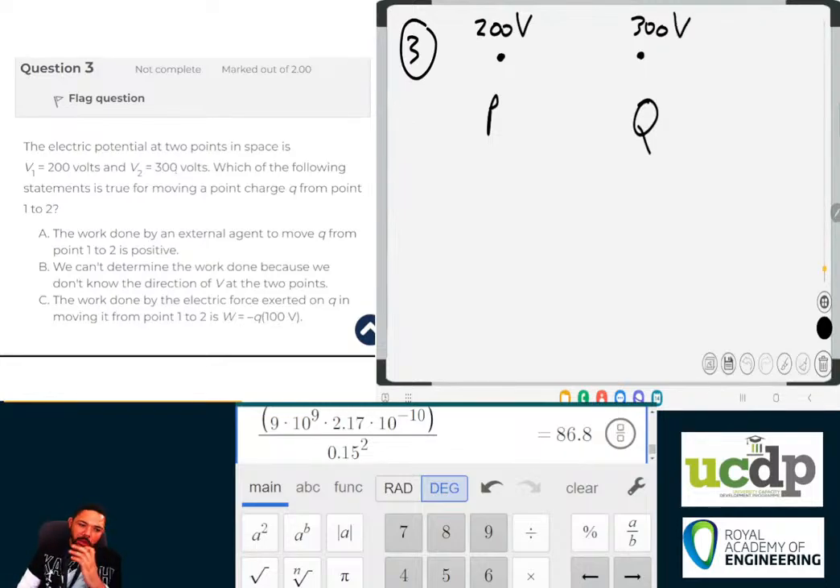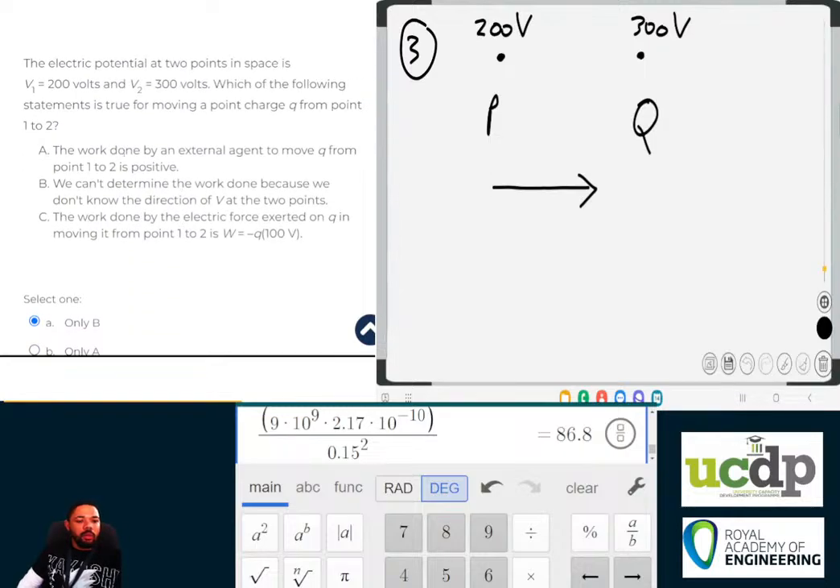Which of the following statements is true for moving a point charge Q from point 1 to 2? So if we were to move a charge Q from point 1 to point 2, so from P to Q, which of those statements would be true? Number 1, the work done by an external agent to move Q from point 1 to 2 is positive. The work done is not positive. The work is negative.